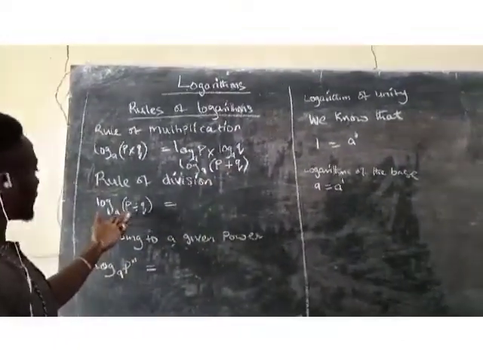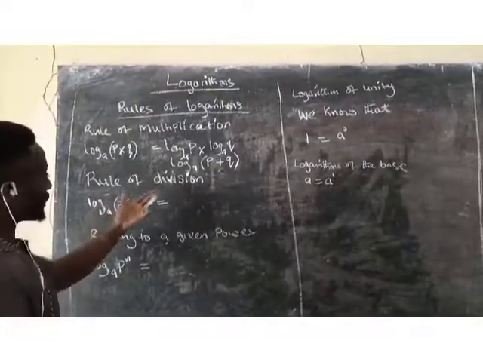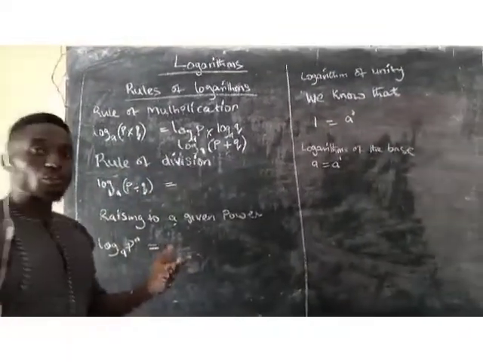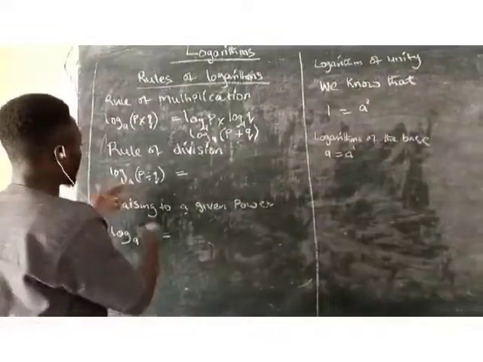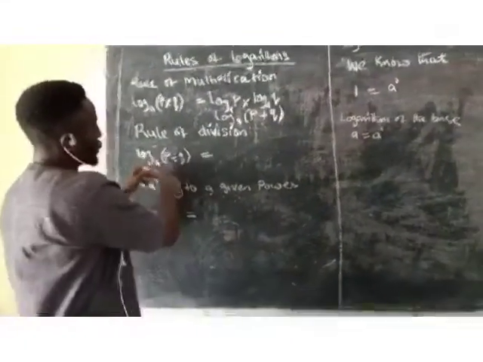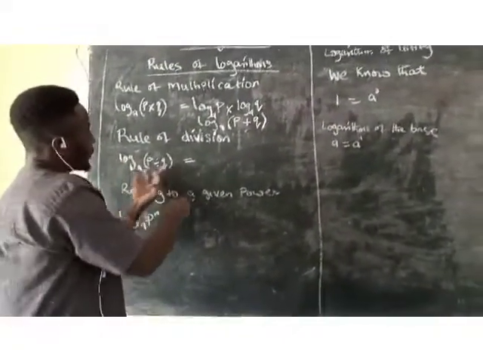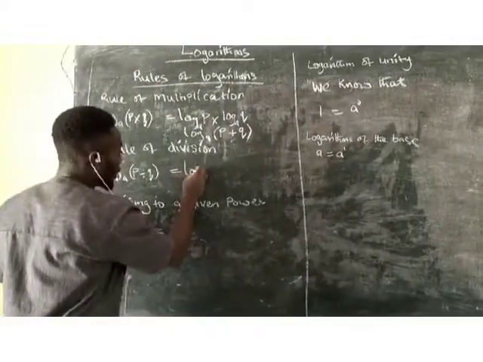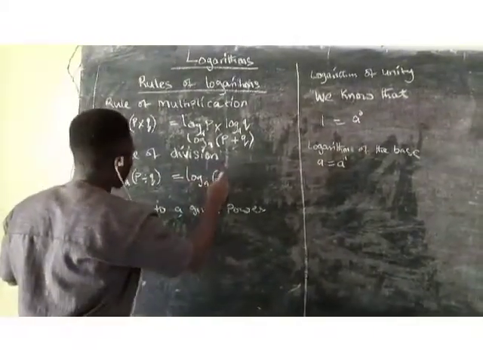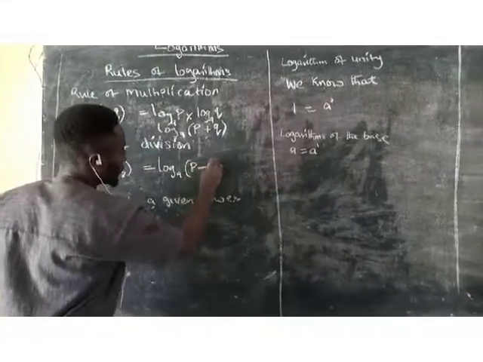So for here we have the rule of division. The rule of division states that log a of p divided by q is log a of p minus log a of q.